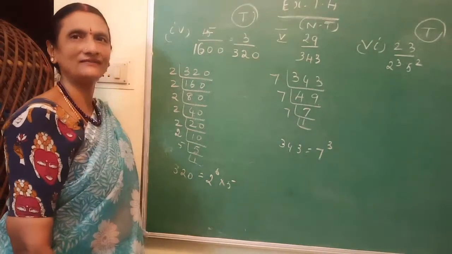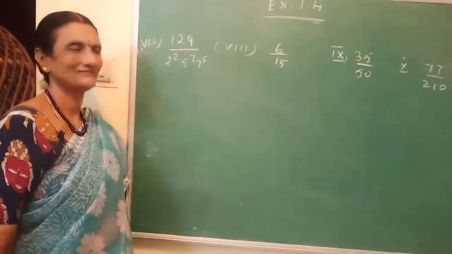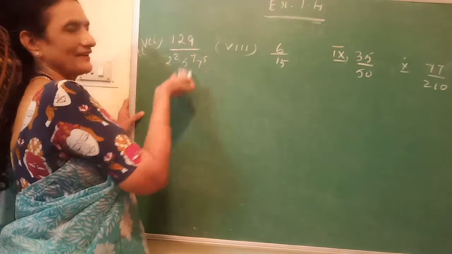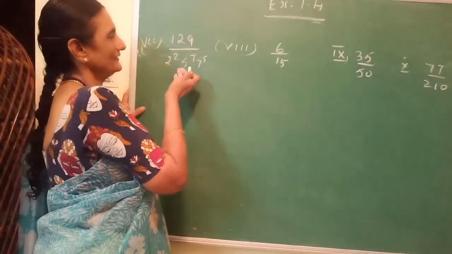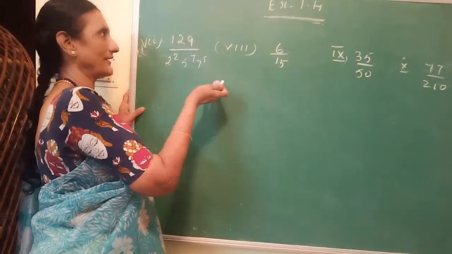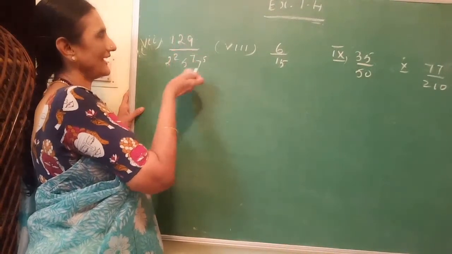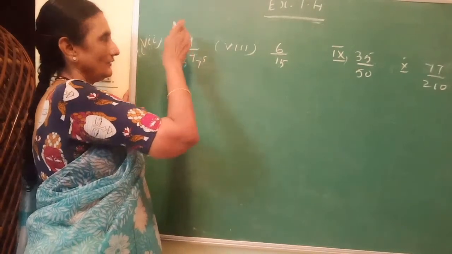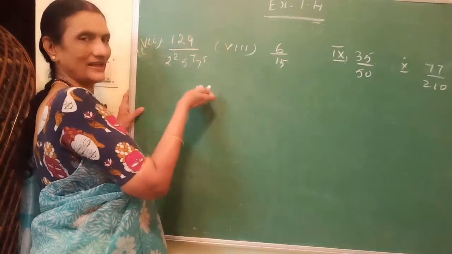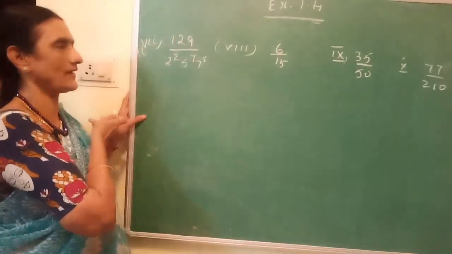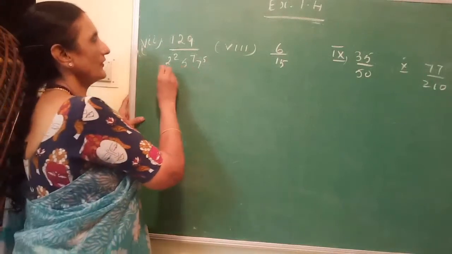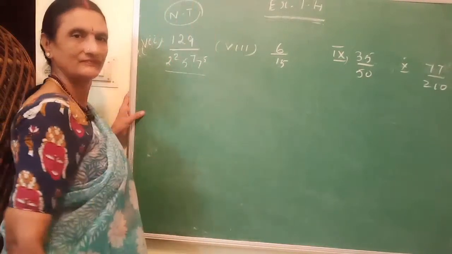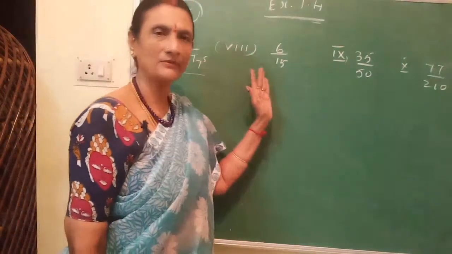Let us move on to the 7, 8, 9 and 10 sums. We'll move on to the seventh sum. Seventh sum, the denominator is already factorized: 2 square, 5 power 7 and 7 power 5. And obviously, we cannot cancel 129 in the numerator with any of these factors, 2 or 5 or 7. Okay. Therefore, we can conclude that this is non-terminating.